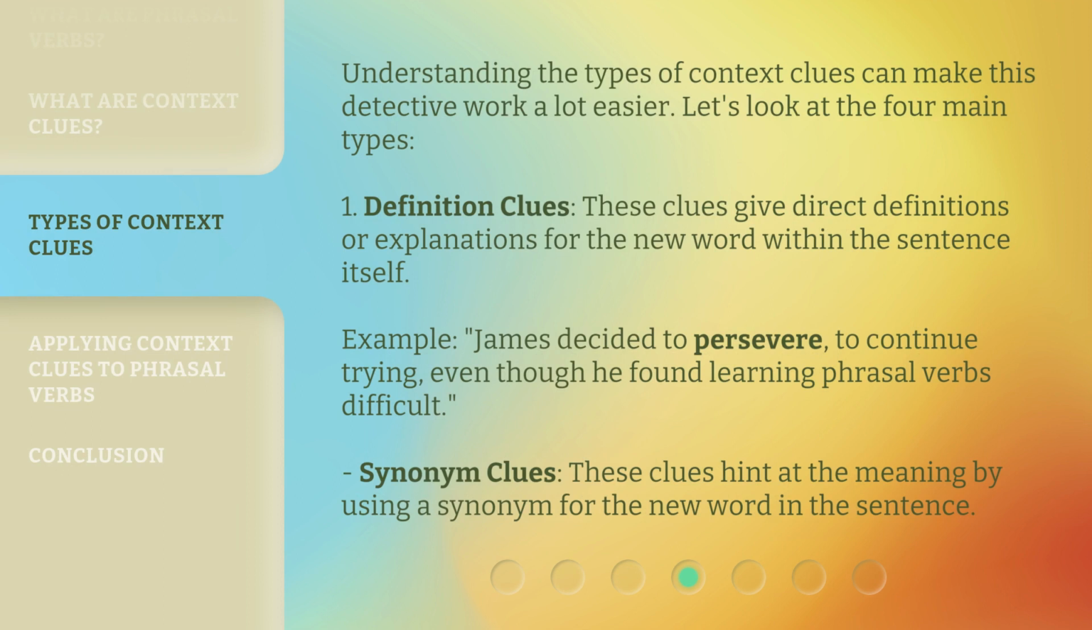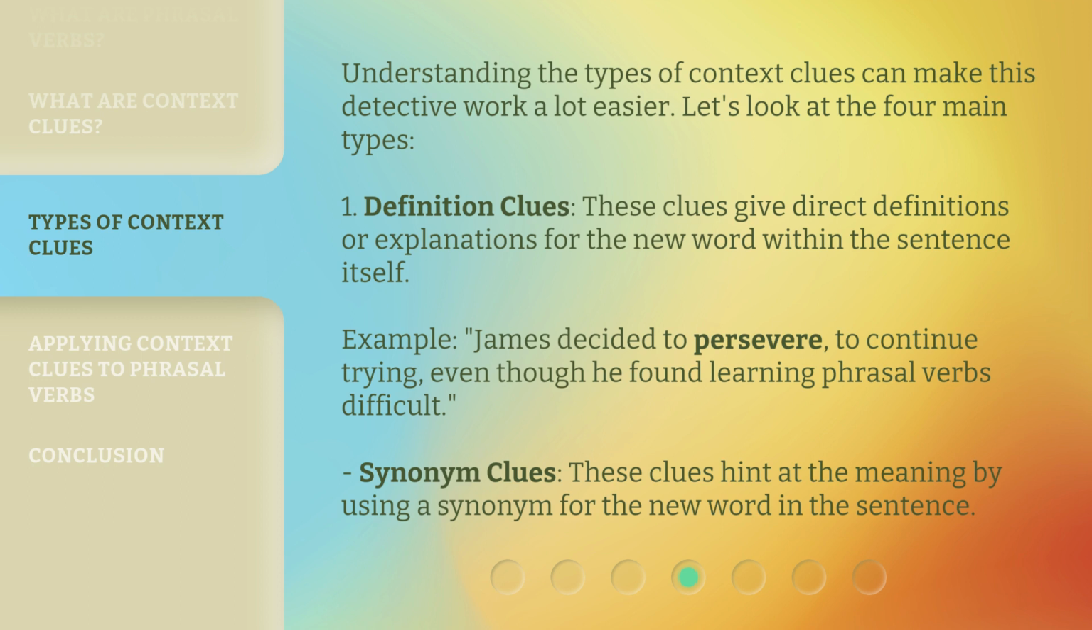Understanding the types of context clues can make this detective work a lot easier. Let's look at the 4 main types. 1. Definition clues. These clues give direct definitions or explanations for the new word within the sentence itself. Example: James decided to persevere, to continue trying, even though he found learning phrasal verbs difficult.